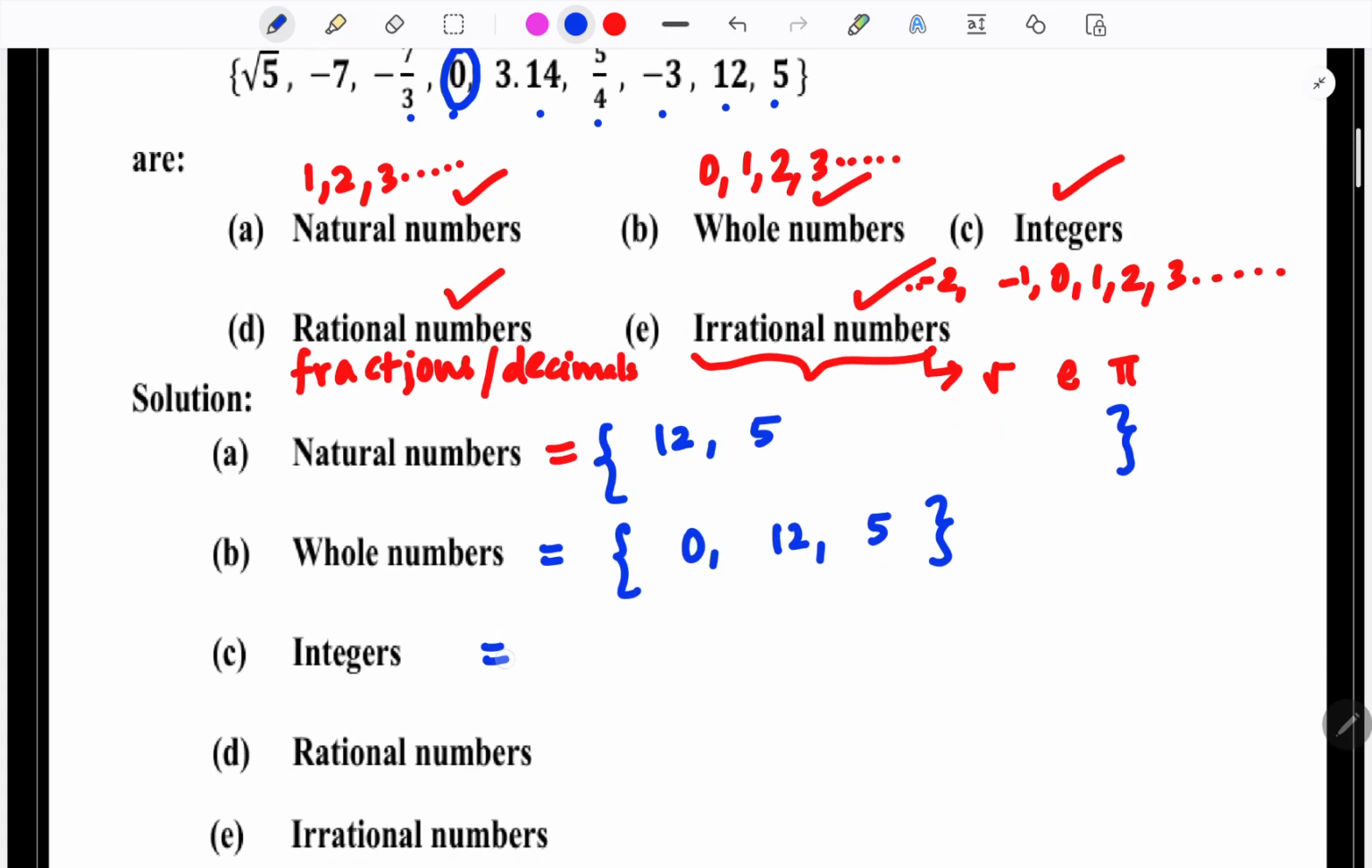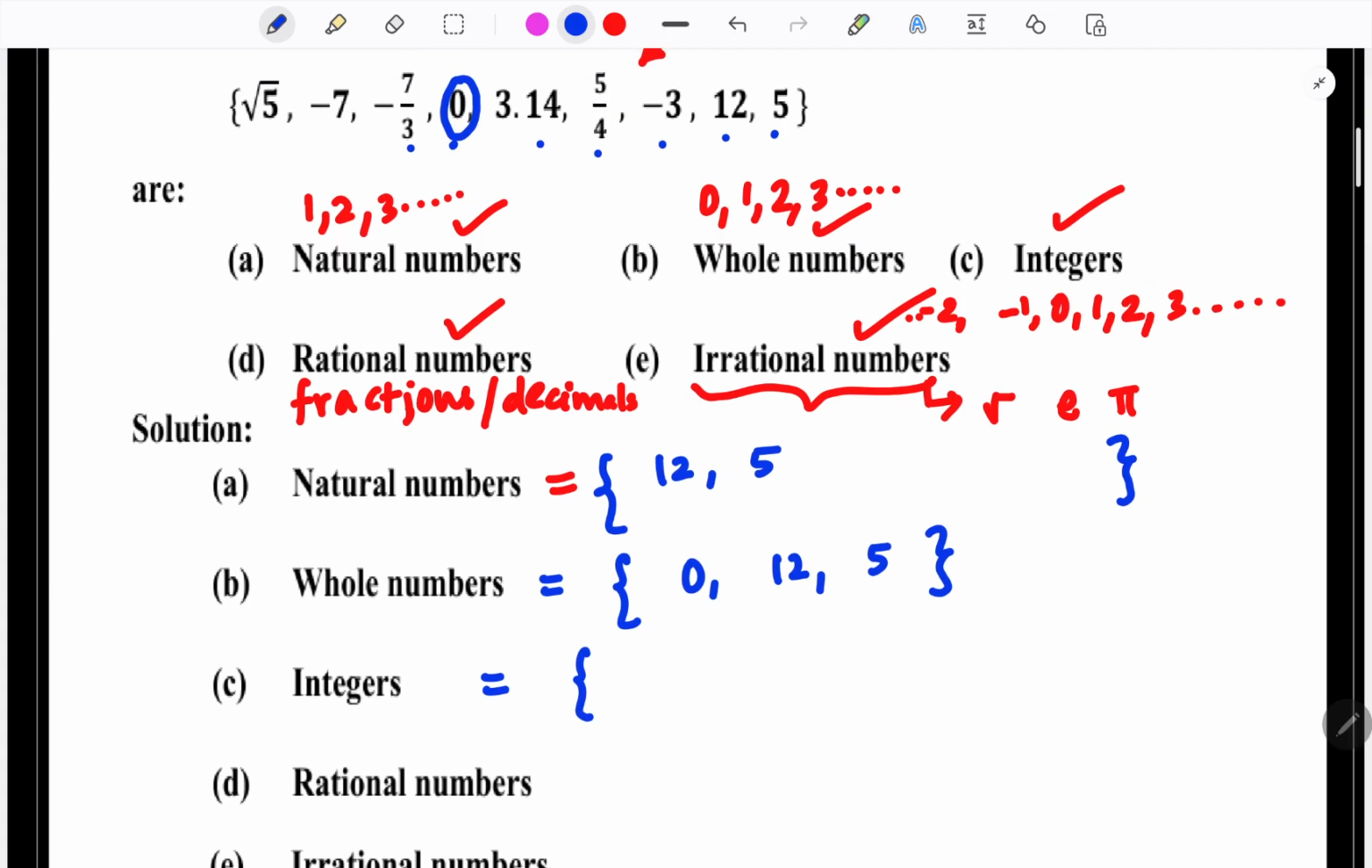Integers: what did I say about integers? First of all, you write 0, 12, 5. After that, you can add the other numbers. Minus 7 is a negative number. Will minus 7 by 3 come? No, because fractions go to rational numbers. Will 3.14 come? No. Integers means only whole numbers, positive and negative. So these will not come, and minus 3 will come. So minus 7, minus 3, 0, 5 and 12.